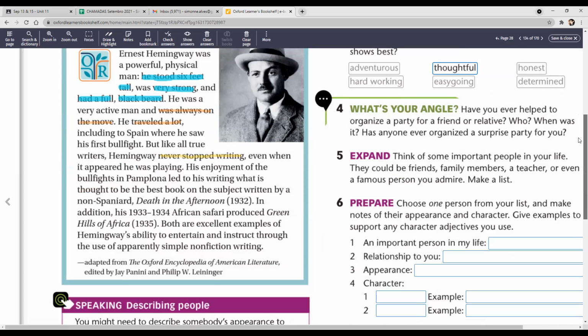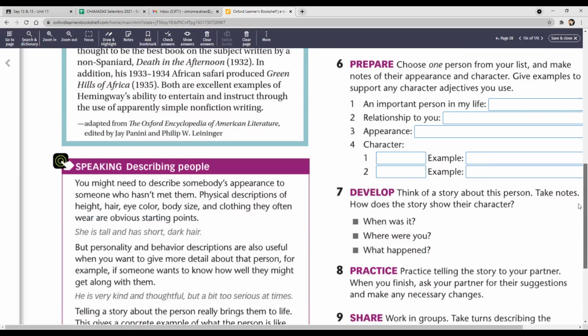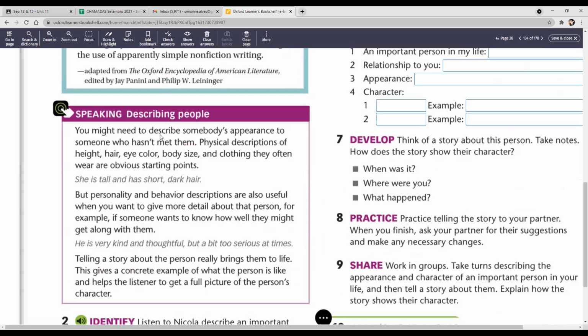All right, people. So let's take a look at this speaking tip here, describing people. You might need to describe somebody's appearance when you describe someone, right? You might need to describe the person's appearance to someone who hasn't met them. Physical descriptions of height, hair, eye color, body size, and clothing they often wear are obvious starting points.